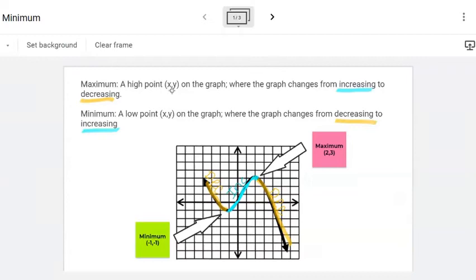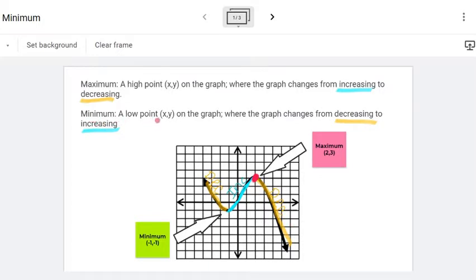A maximum is a high point (x, y) on the graph where the graph changes from increasing to decreasing. You can see the maximum here. The graph goes up from left to right and changes at the maximum. The maximum is this point. Let's go ahead and label it: the point (2, 3). That's my maximum. It's changing from increasing to decreasing.